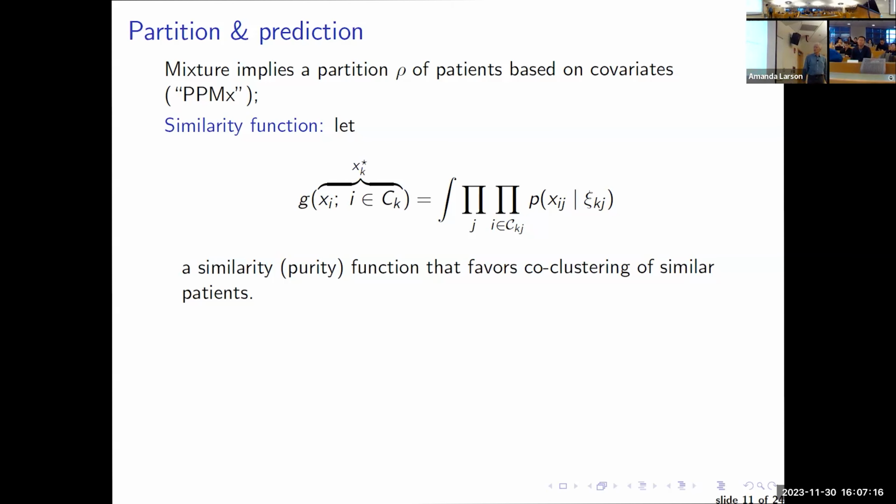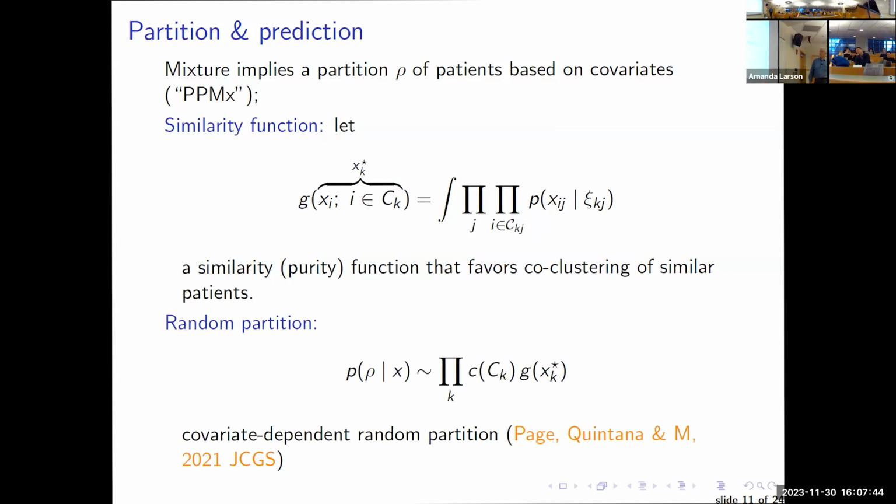Let's give a name to that. We could call it a purity function, like in hierarchical clustering, you might be used to a notion of a purity function to create clusters. We call it similarity function because the more similar the covariates in the cluster k are, the more peaked this joint distribution will be. This is simply the joint distribution of all the x's in the k-th cluster. That's what you get when you integrate over the cluster parameters. If you introduce that, then you can alternatively write, totally equivalently mathematically, the random partition that I had on the previous slide.